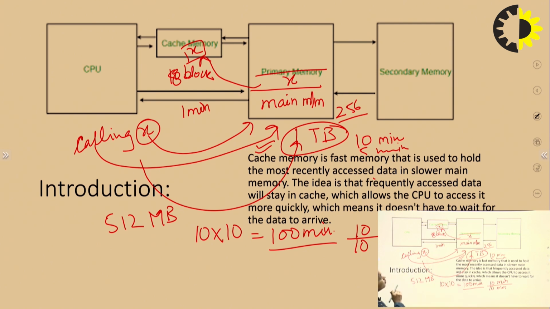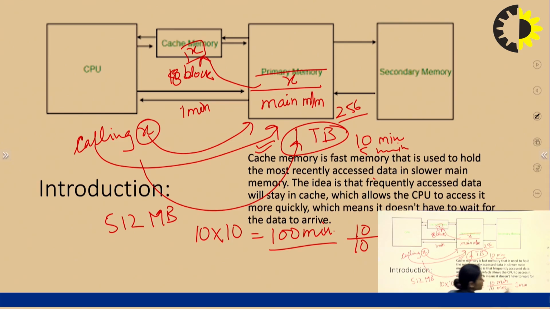Okay. Now what will happen? The CPU will first call the cache memory. Yes, there is an X, so it will fetch it, and how much time will it take? Only 1 minute. Okay, so the concept is very easy.